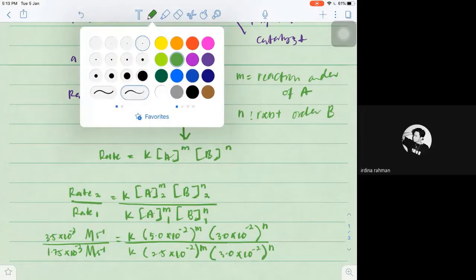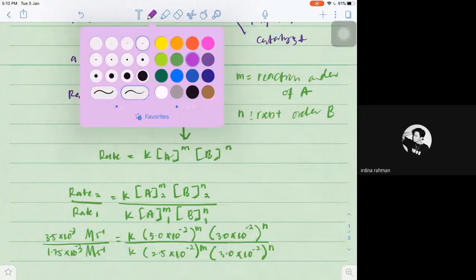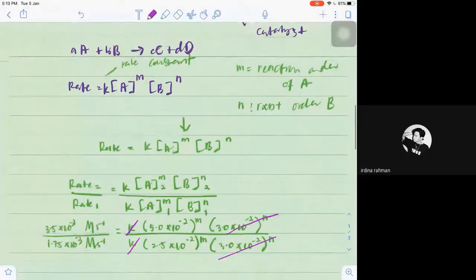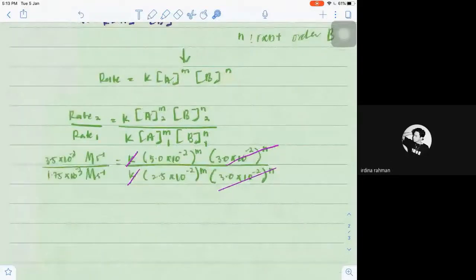Okay, so we can cut k with k because we know that they are the same. 3 exponent negative 2 power of n, we can cut it with this because the values are the same. So what we need to calculate is just rate 2 over rate 1. So 3.5 over 1.75, obviously it is equal to 2.